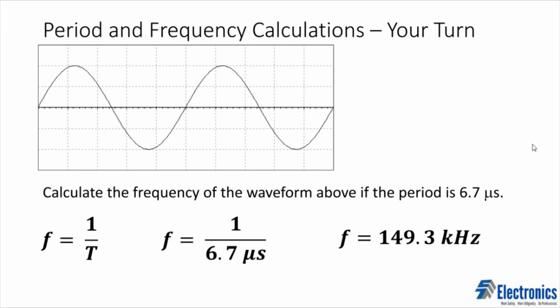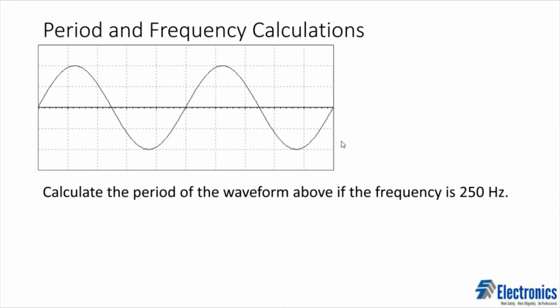149.3 kilohertz. Okay, it's really important to notice the units, right? This is microseconds, and if you put that in correctly in your calculator, you're going to get an answer in kilohertz. Okay, microseconds is different than milliseconds. Obviously, if you put in 6.7 milliseconds, you're going to get a much different answer than 149.3 kilohertz.